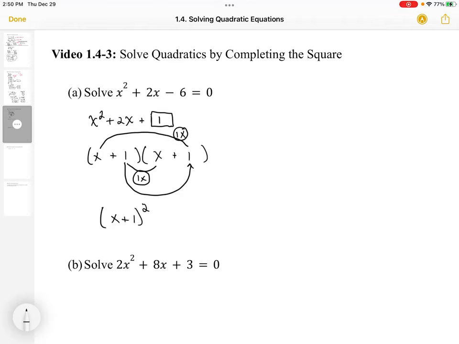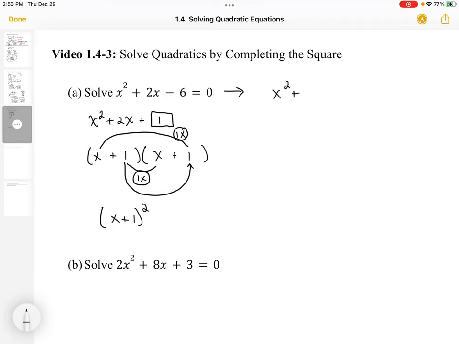So why did I just go through all of that? Well, when we're solving these quadratics by completing the square, the goal is to rewrite one side as a binomial squared so I can take a square root. So let's just go ahead and try to solve this now.